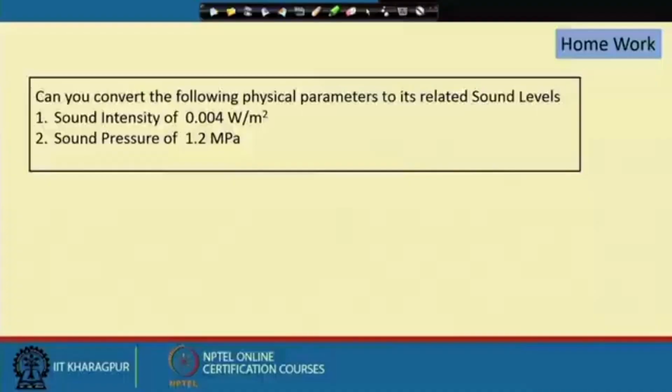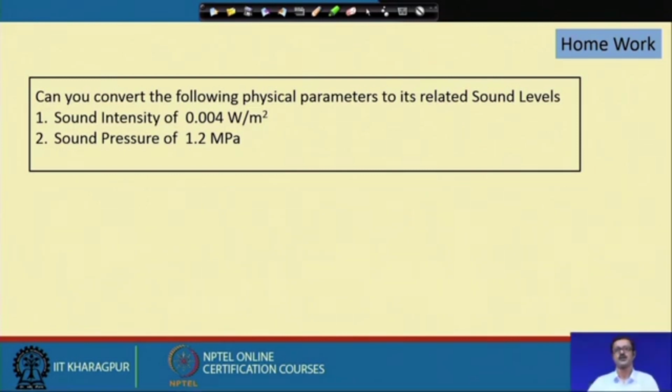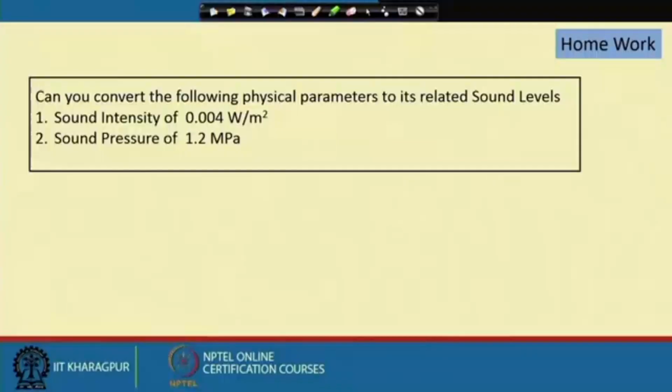At the end of this lecture number 4, let us have some homework for you. The first one: the intensity of a sound is 0.004 watt per meter square, and another sound has a sound pressure of 1.2 megapascal. Can you find the related sound levels? These two are not equal, but you have to find the level for each. Just go to the previous slides and find how to convert, and while converting you have to remember one thing: when it is intensity and when it is pressure.